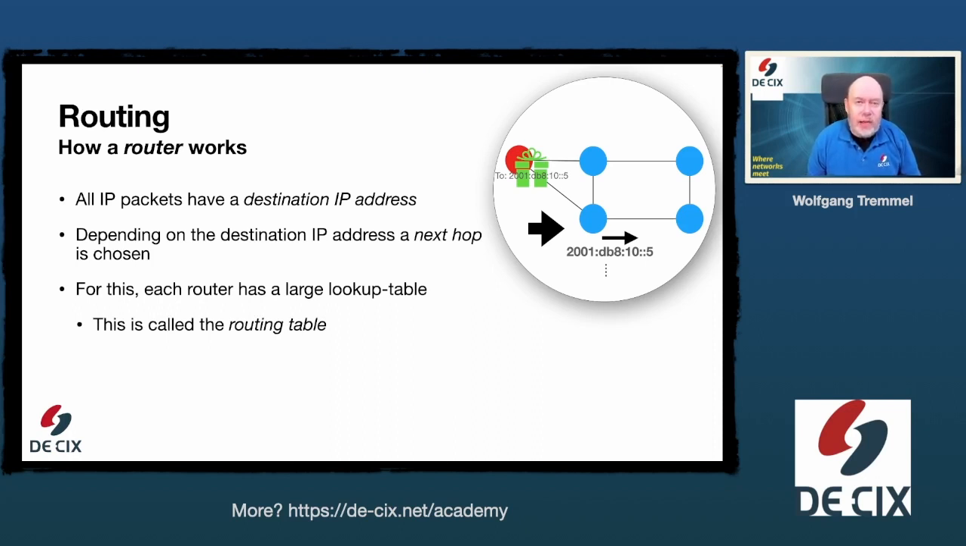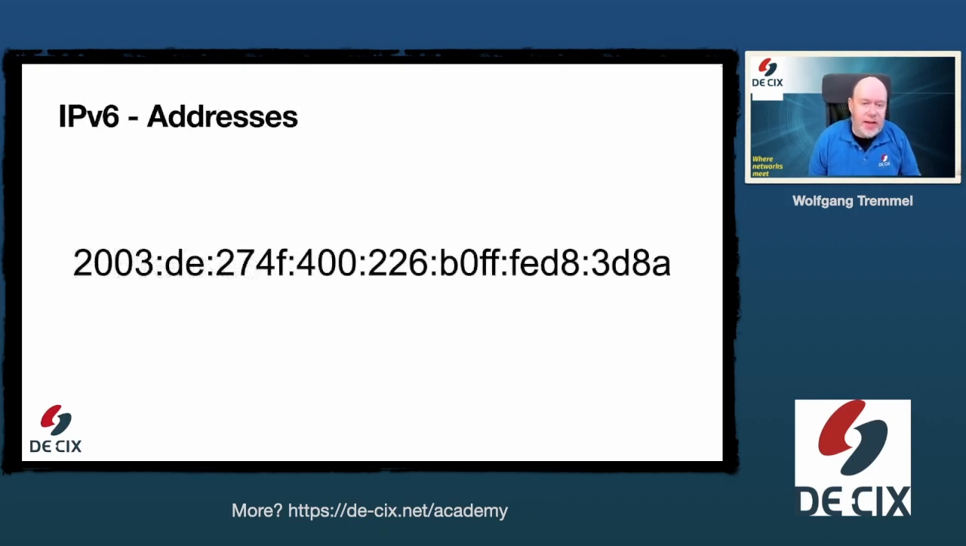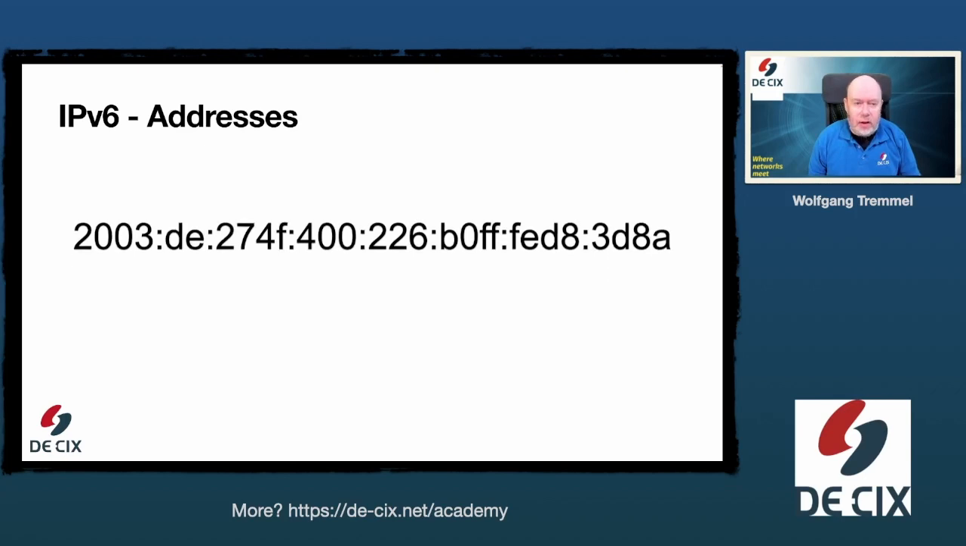Does it contain a lot of single IP addresses? No, it would be way too large. There are so many IP addresses, so we have to group them somehow. We are grouping this table by so-called prefixes. So you already know what an IP address is, but what is now an IP prefix? Let's start with IPv6 addresses. This is the notation I introduced. This is how it's written. It's 128 bits long.